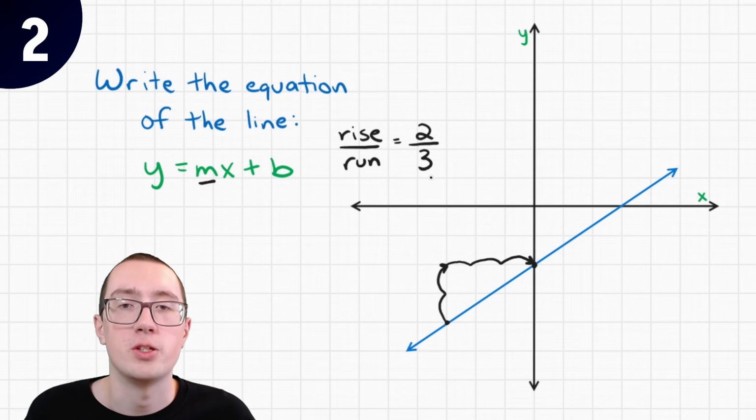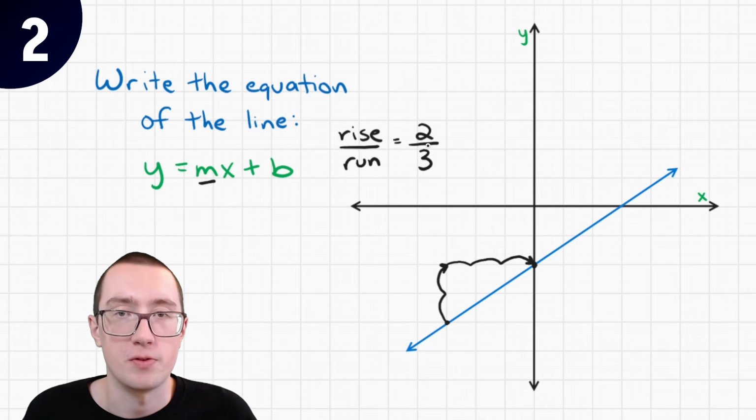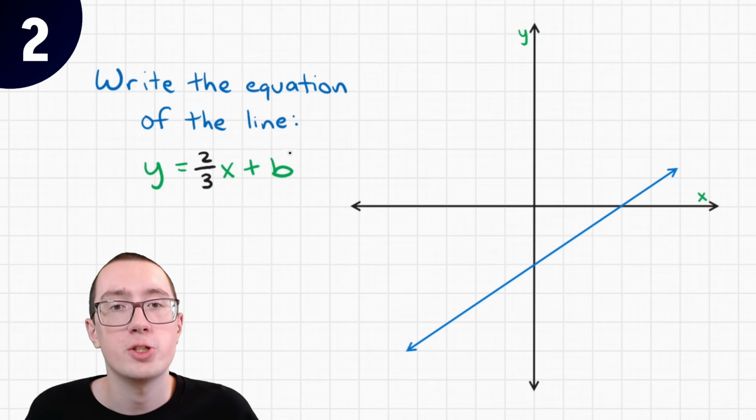Now, if this was a fraction that you could simplify, like 4 over 2, that would just be equal to 2, then you would do that. But in this case, we can't simplify this fraction. 2 over 3 just can't be simplified. So in this equation, we're going to replace m with 2 over 3. So now we just need to figure out the y-intercept, or b.